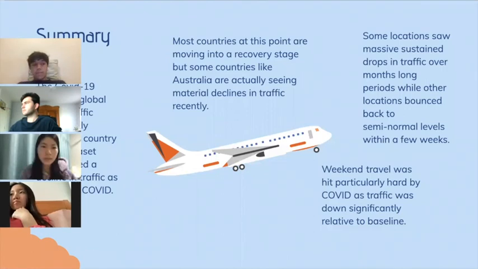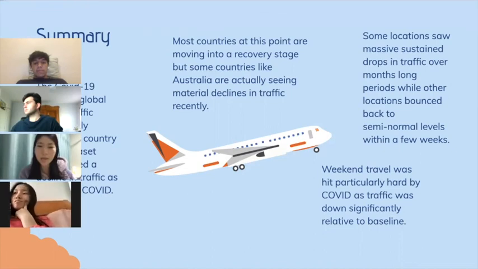For summary, we found that COVID impacted global airport traffic a lot, and each country experienced a decline in traffic as a result of that. Most countries at this point are moving into a recovery stage with traffic pushing closer to baseline levels, but some countries like Australia are actually continuing to decline in traffic recently. We can also see that while airports experienced traffic declines, each one of them responded and recovered very differently. Some locations had massive sustained drops in traffic over long periods, while other locations bounced back to semi-normal levels within a few weeks.